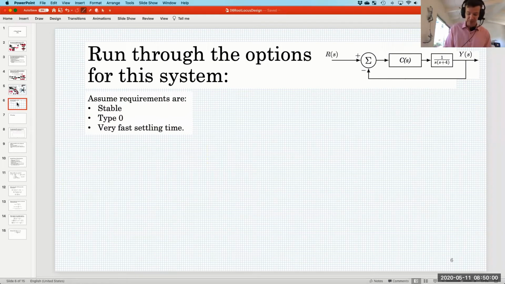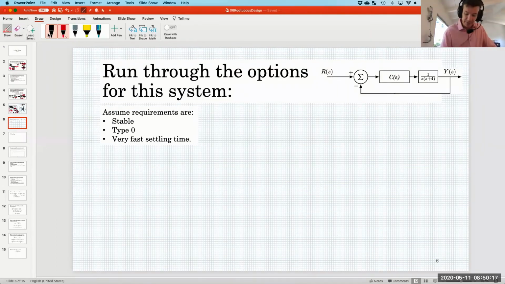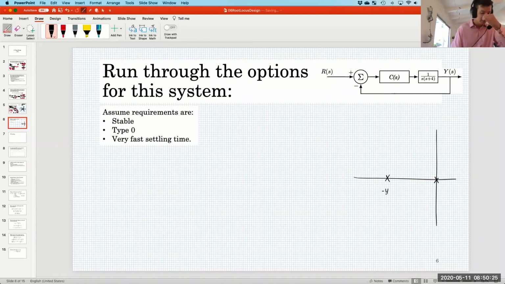So this one, I'm taking the audience participation variable out of it, and I'm cooking up these requirements for us. I'm going to run through the same kind of thought process here, but I've got a simpler plant transfer function. The plant has an integrator. The plant has a pole at -4, and let's see if we can run through the list.